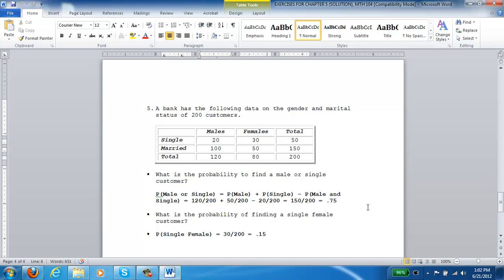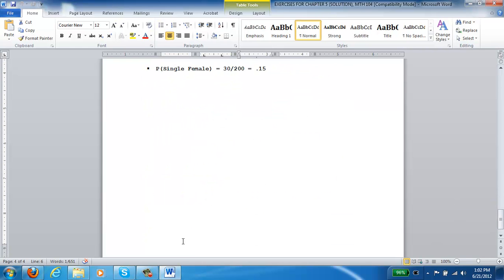And what is the probability to find a single female customer? We have to find how many single females we have. We have 30 out of 200, so the answer is 30 over 200, which is 0.15 or 15%.